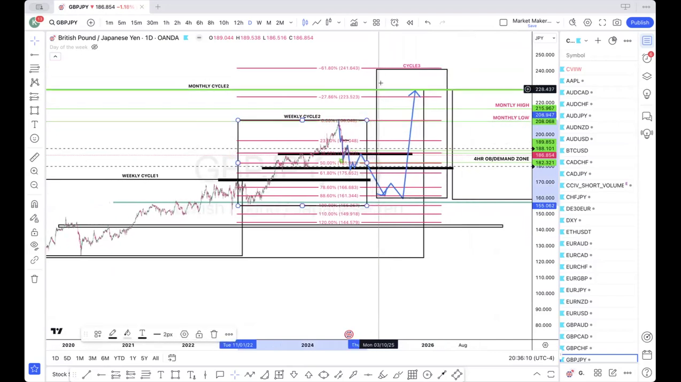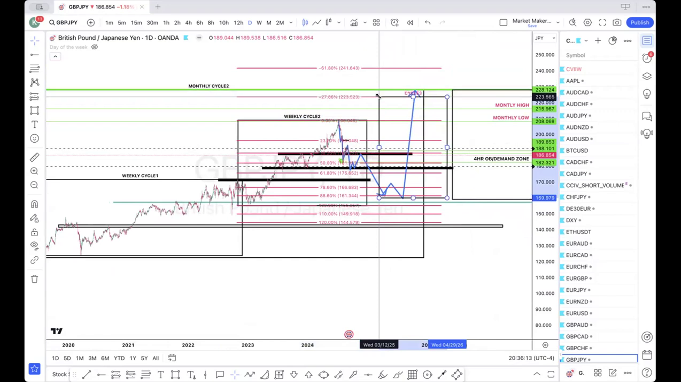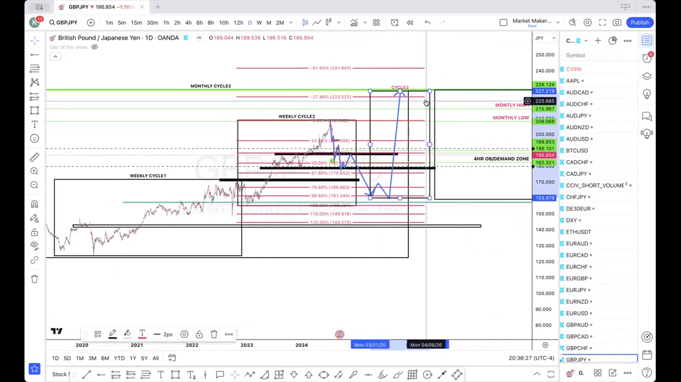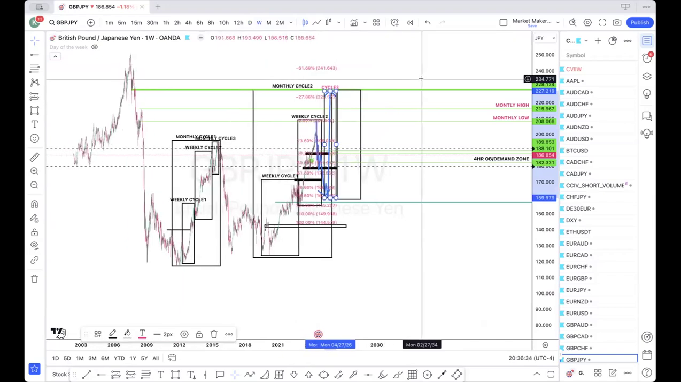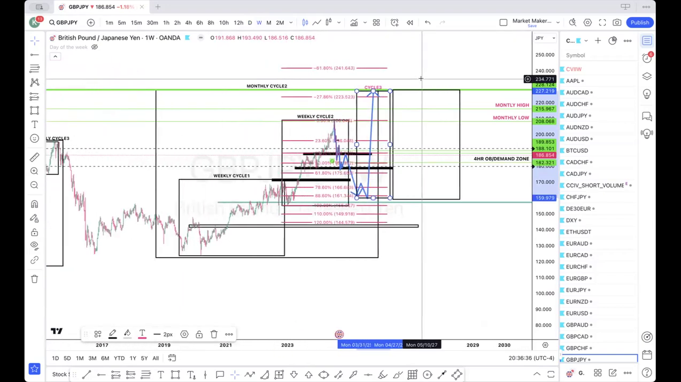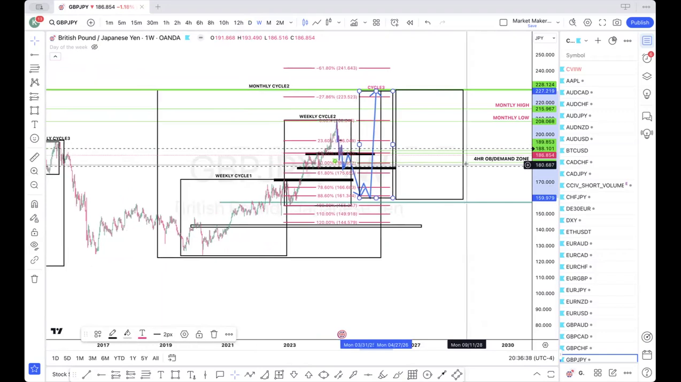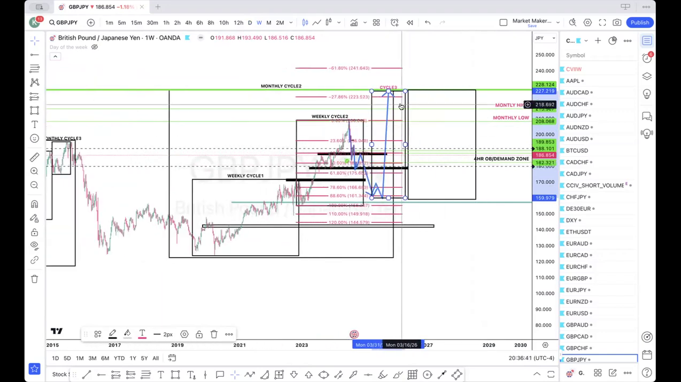So that would be the second cycle. This would be the third cycle, either here or 618. I like that it's... So I'm just going to put it here. I'll put it here. Okay. And then once we get our third cycle, we'll be looking for a major move to the downside.